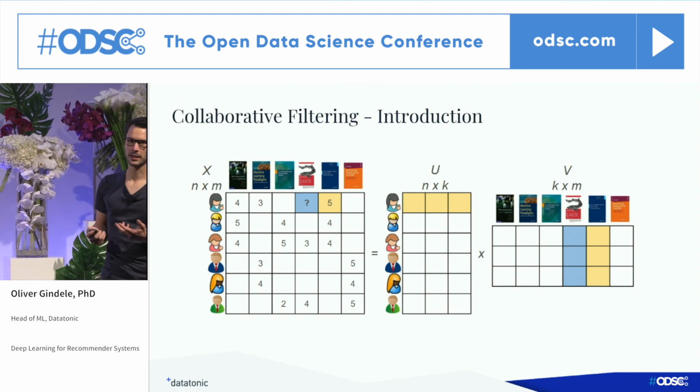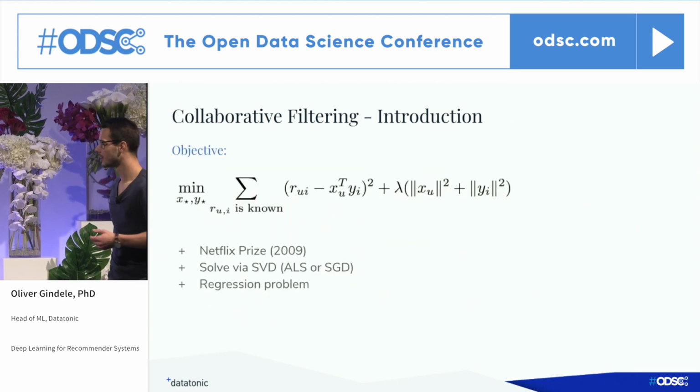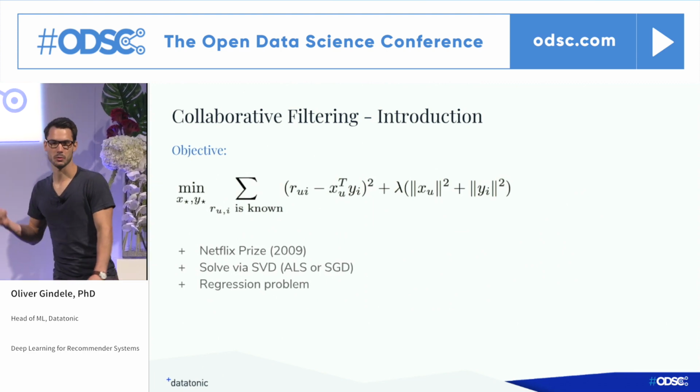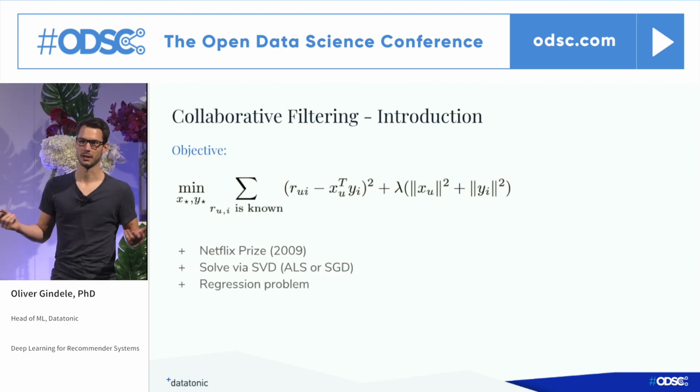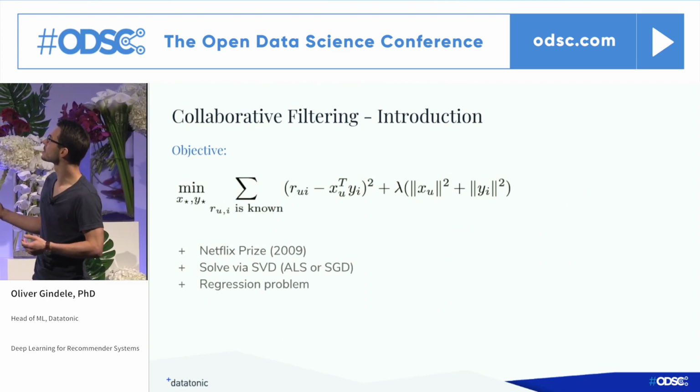To put this into practice, we have to compute these numbers somehow. For that, we can use an approach where you just write down the objective function, and then like with anything else in machine learning, we want to minimize this. And this looks quite simple.